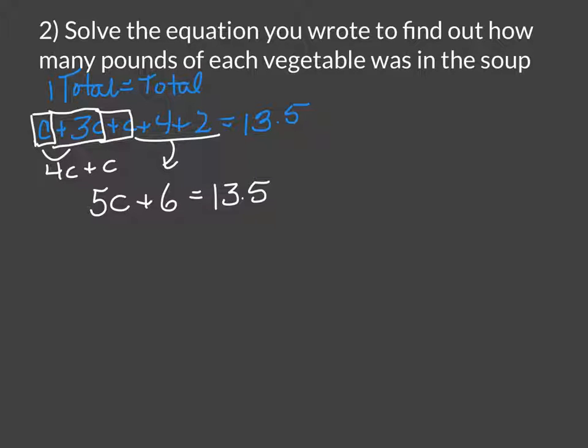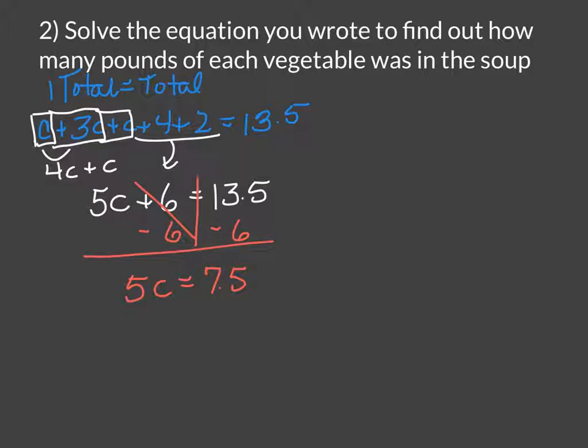Simple equation now to solve. As always, I ask myself, what's the opposite? What's the opposite of plus 6? It's, of course, going to be minus 6 on both sides. Keep my seesaw even. These cancel. I'm left with 5C equals 13.5 minus 6 is 7.5.